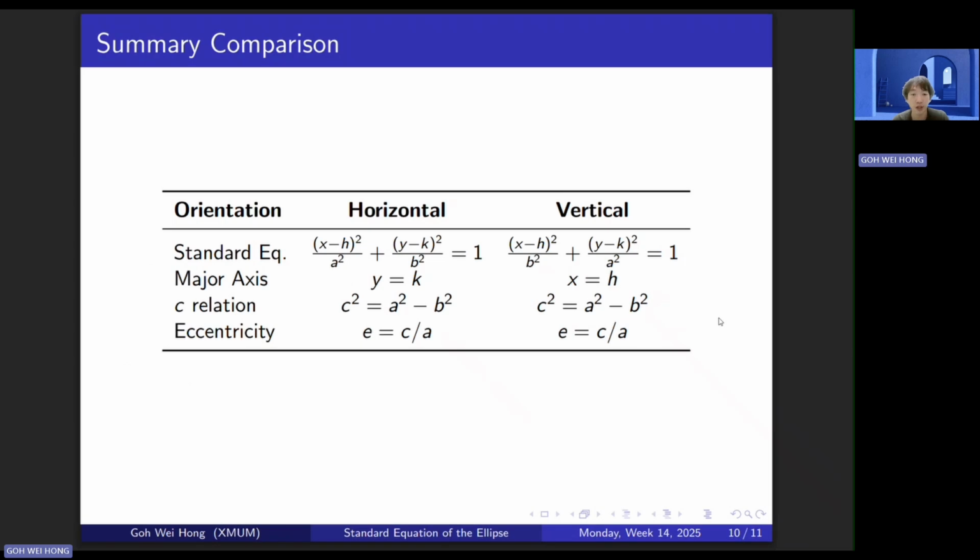Okay, for slide 10, here is a summary table. To finish, let's look at this summary table. It compares the two types, wide and tall. The most important things to remember are the formula c squared equals a squared minus b squared, and that a is always the biggest distance.